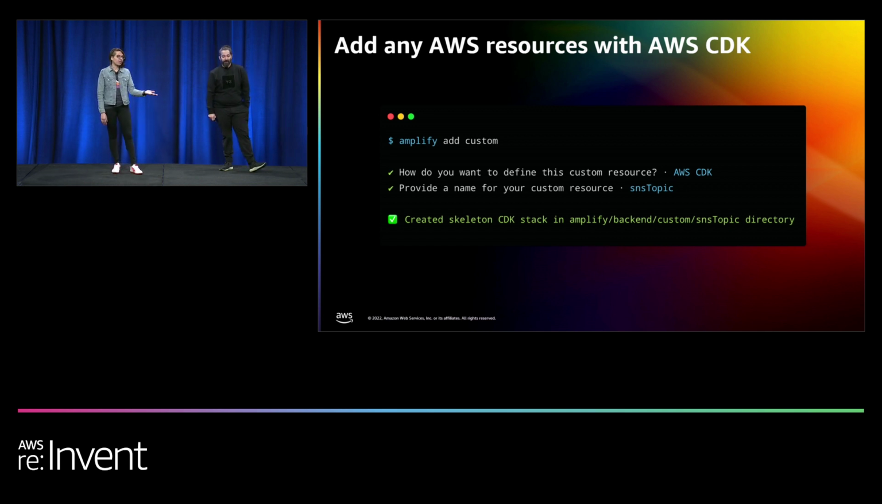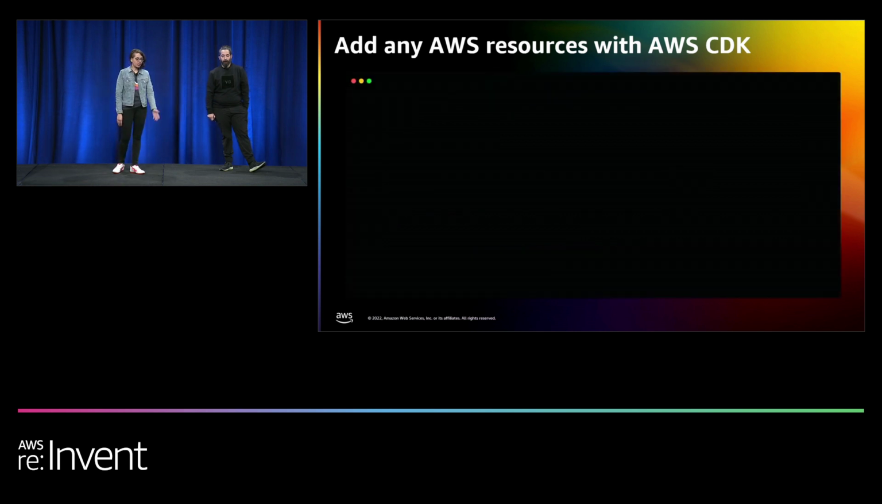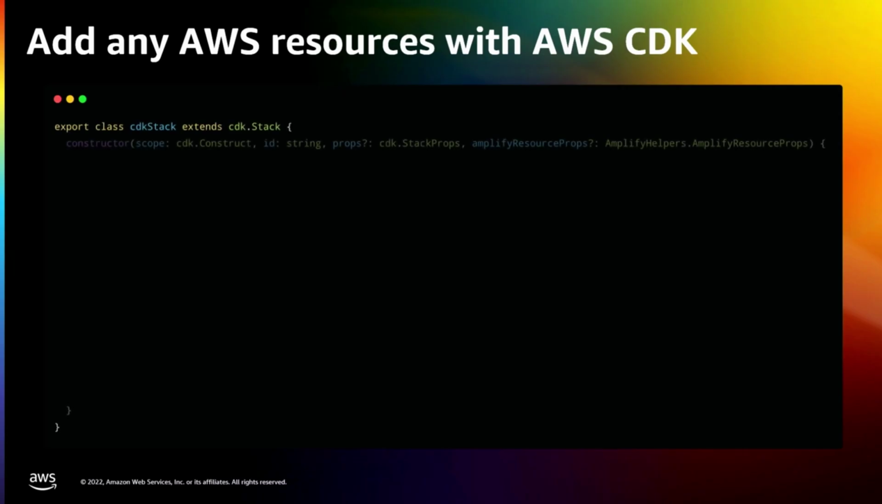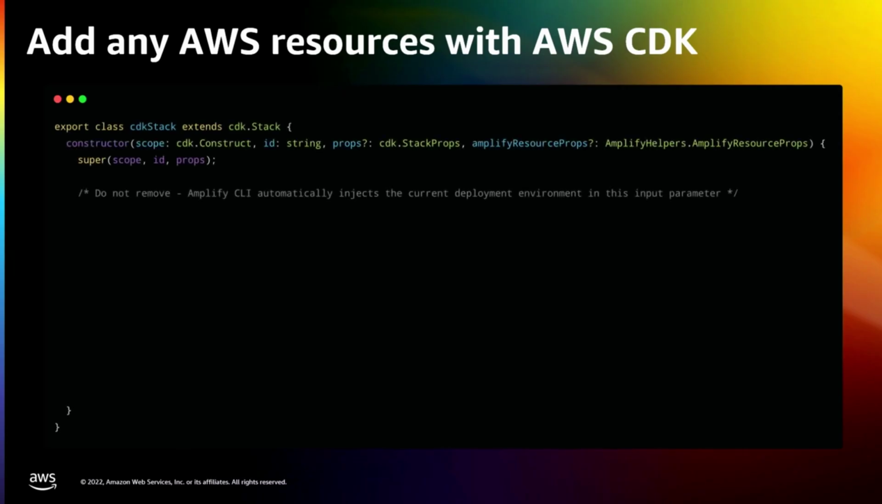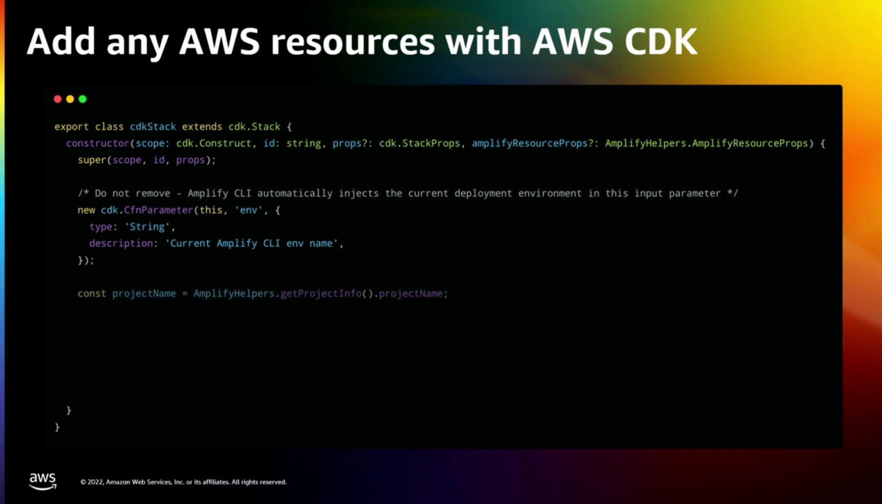And in this case, we want to create an SNS topic, which is something that you cannot do with Amplify. So we're just going to create an AWS CDK stack that does that. Some of this is boilerplate code that Amplify puts there for you. So it's getting your information about your Amplify app, but then you just configure the SNS topic, and it will be deployed as part of your Amplify app.